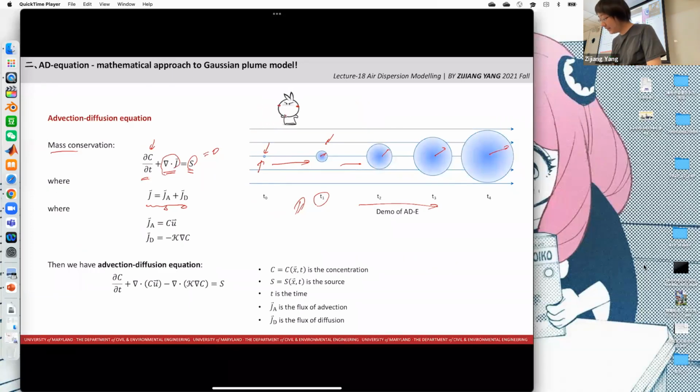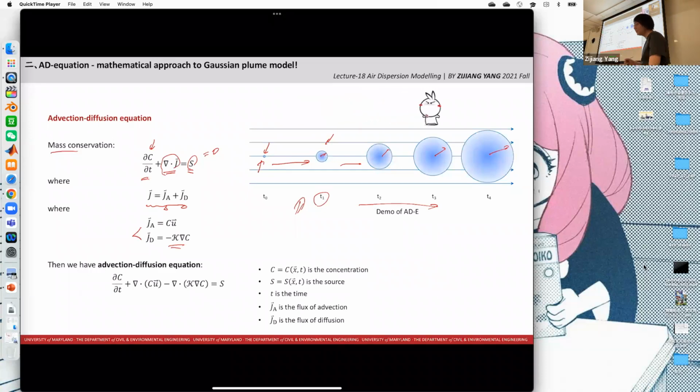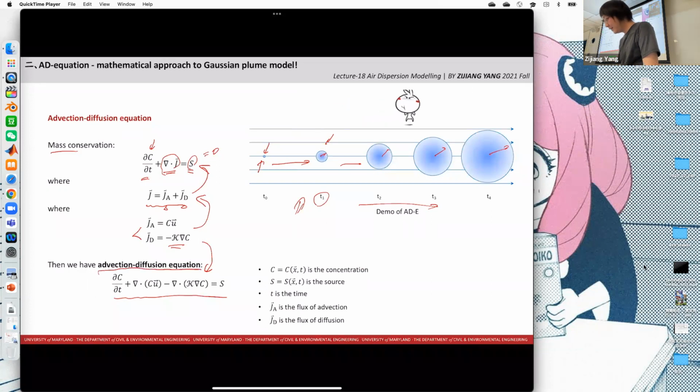And we already know that JA equals C times U, and JD equals this equation. So we can just plug in this J and put it back into this mass conservation equation. And finally, we have this equation. This equation is called the advection diffusion equation because it includes the advection term and it also includes the diffusion term.